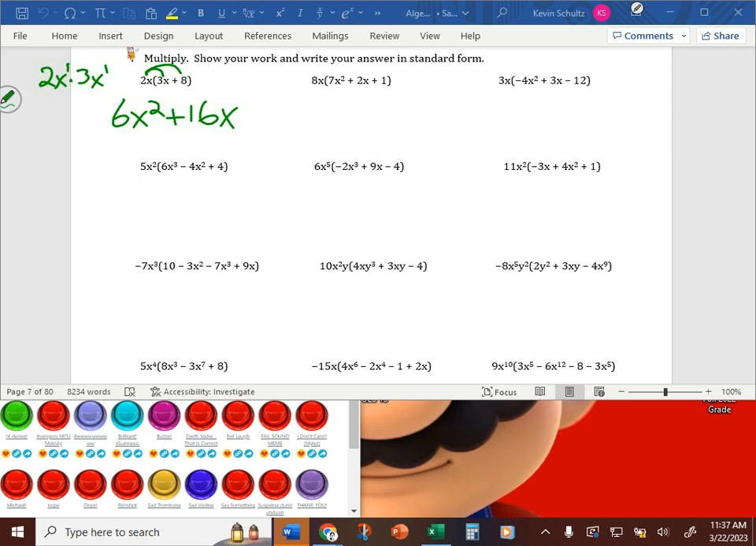Next one. 8x times 7x squared plus 2x plus 1. Here we've got a monomial multiplied by a trinomial. We still distribute that 8x into each term. It's just 3 of them. Okay? So start with 8x times 7x squared. I'll kind of write that out here. 8x times 7x squared equals what?